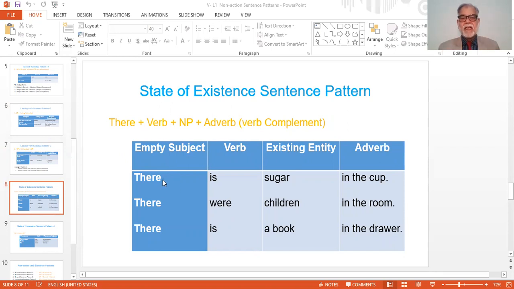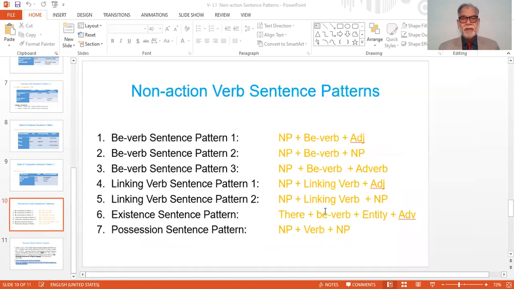This is called empty subject because this does not express anybody that carries some state or that performs some action. Next one is then existing entity, sugar, in the cup, adverb. Next sentence, there were children in the room. Then there is a book in the drawer. So this is also a very important sentence pattern, and this is frequently used in writing.